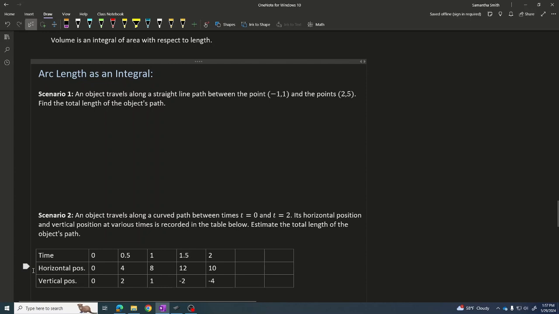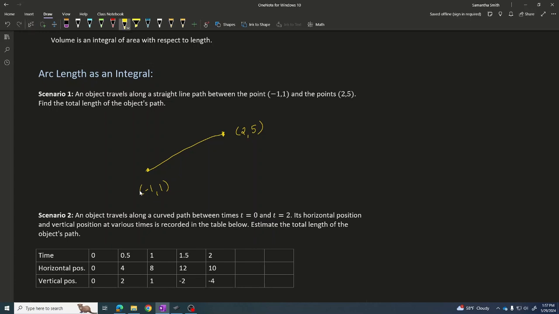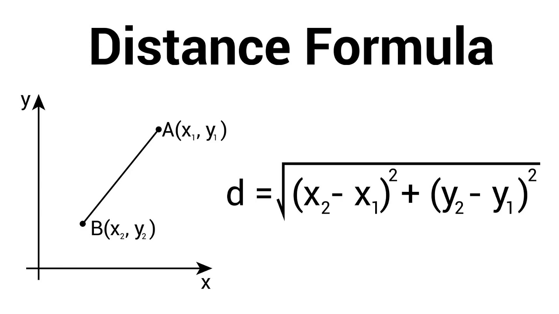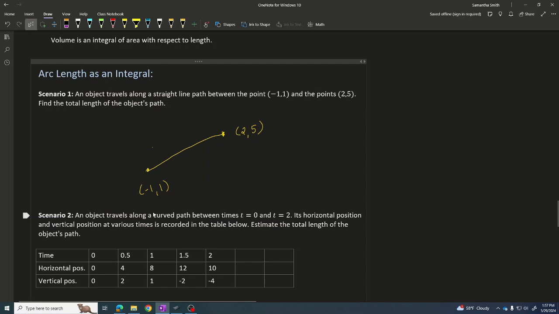So scenario 1, we have an object traveling along a straight line path at the point, say, -1, 1, and a point, say, over here at coordinates 2, 5. Question is, if the object travels along this straight line path, how far did it go? Well, we have a formula in mathematics that tells us the distance between 2 points, the length of a line segment between 2 locations like this one. We have the distance formula.